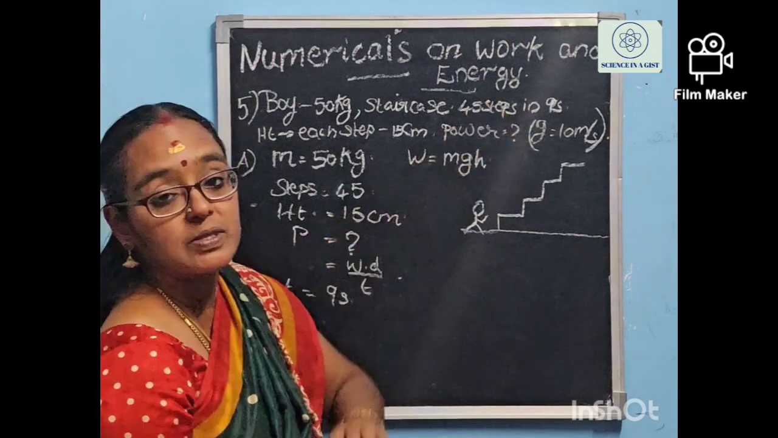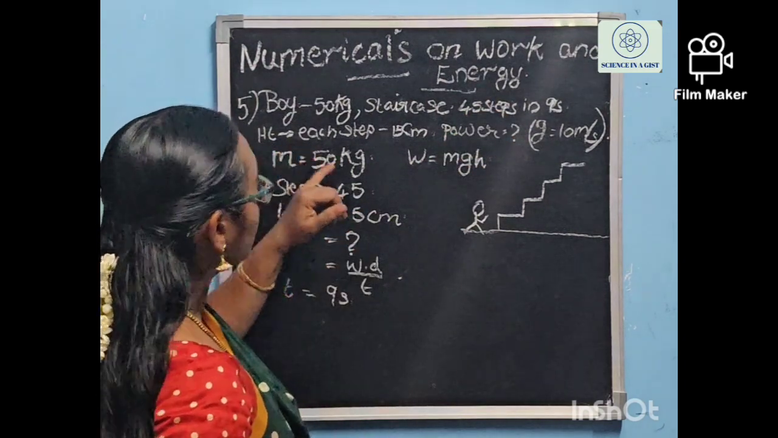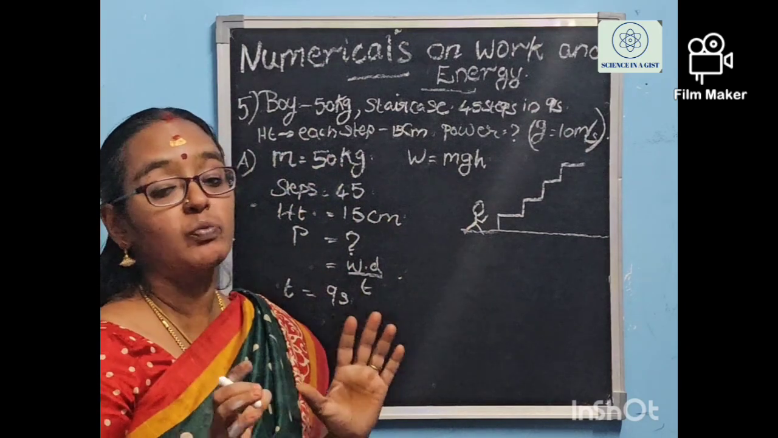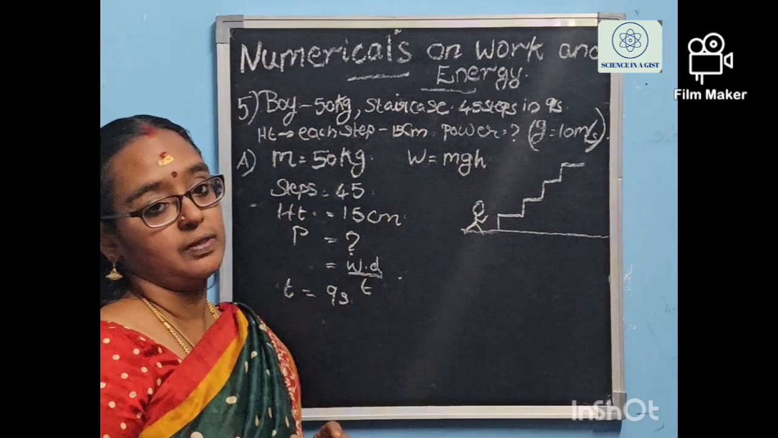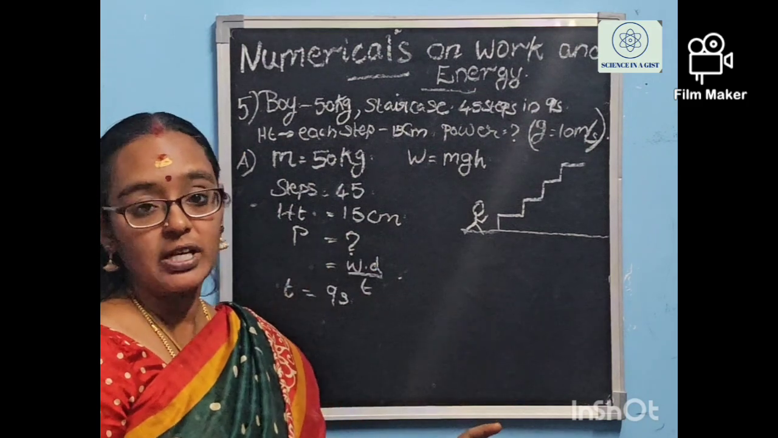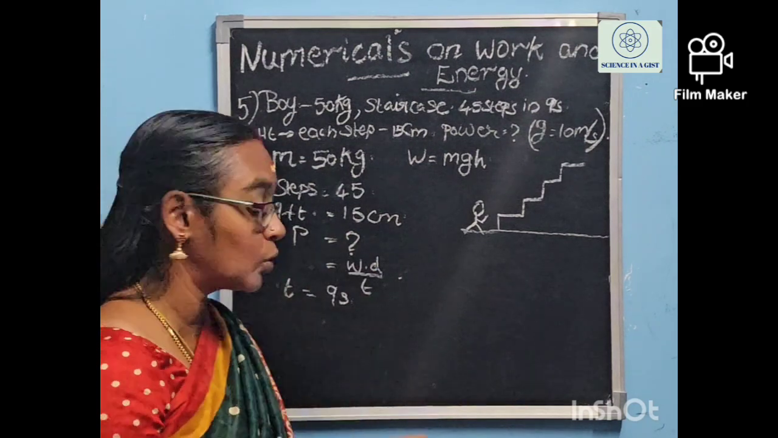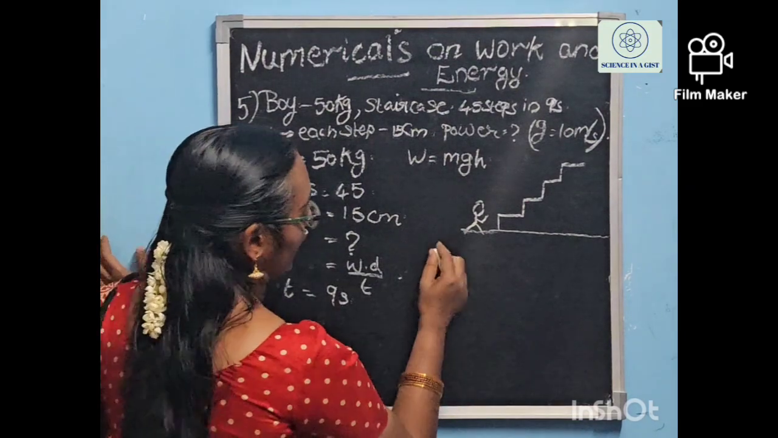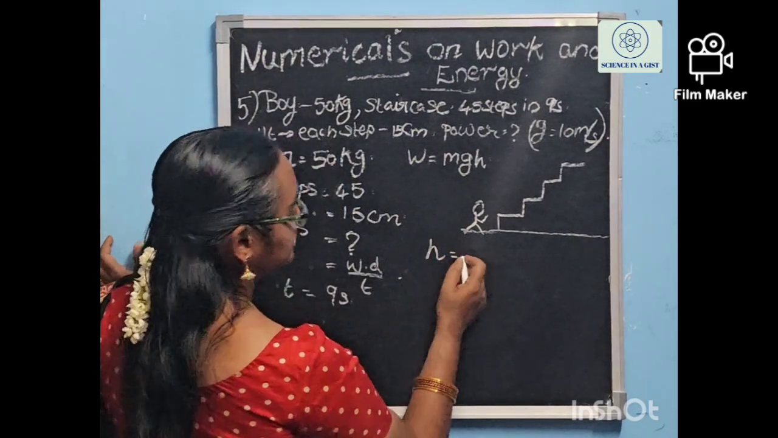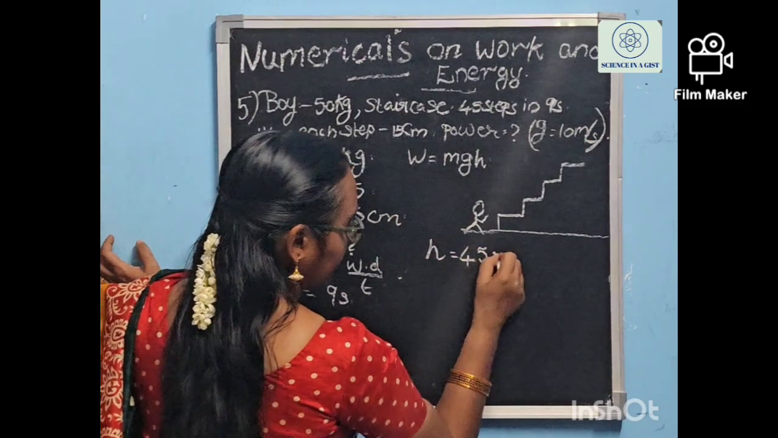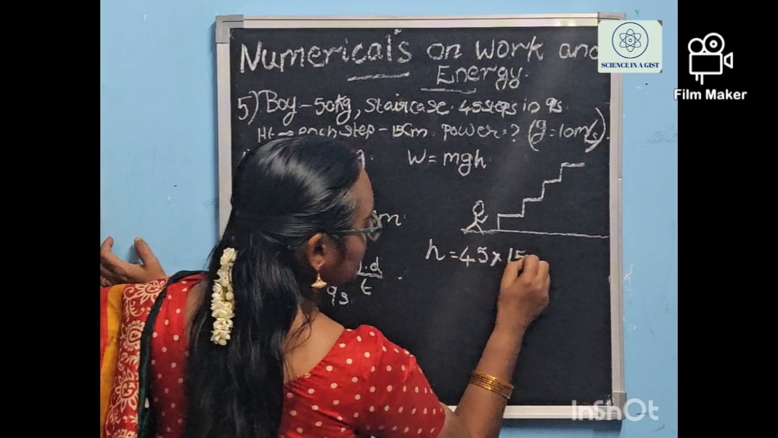Because 45 steps are there and the height of each step is given, so we have to find the total height. Each step is having this much and there are 45 steps, so we have to multiply. We have to find h initially. H is equal to what? 45 into 15. Is it correct?